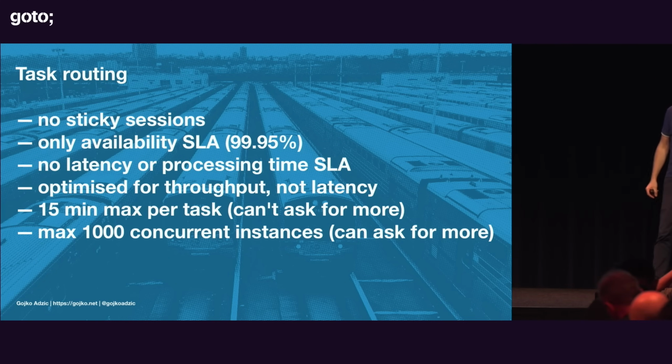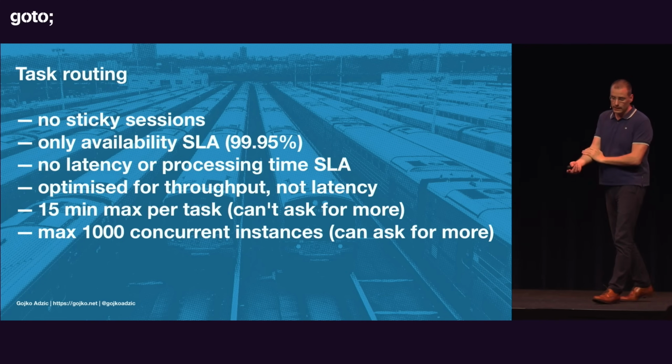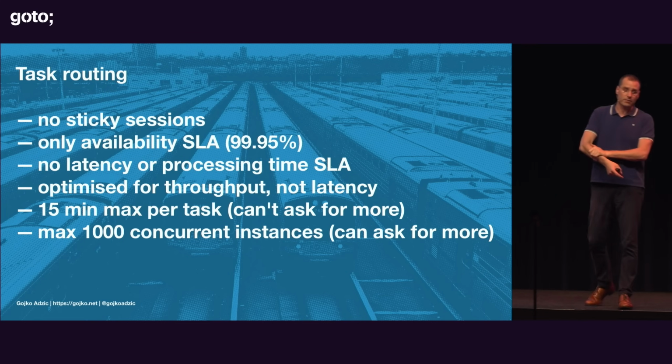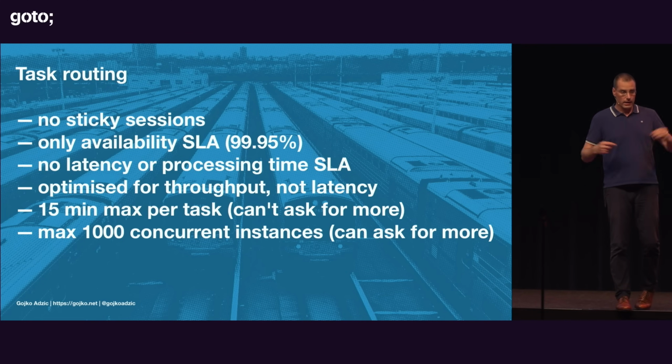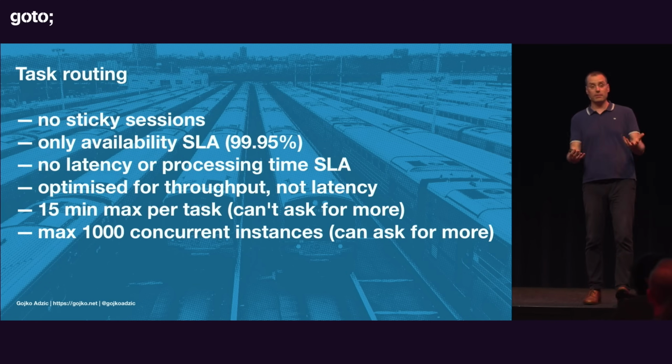And the only guarantee that Amazon provides so far is availability. The current SLA for Lambda is 99.95, which means that if something is not available 99.95% of the time, Amazon will start giving you your money back.